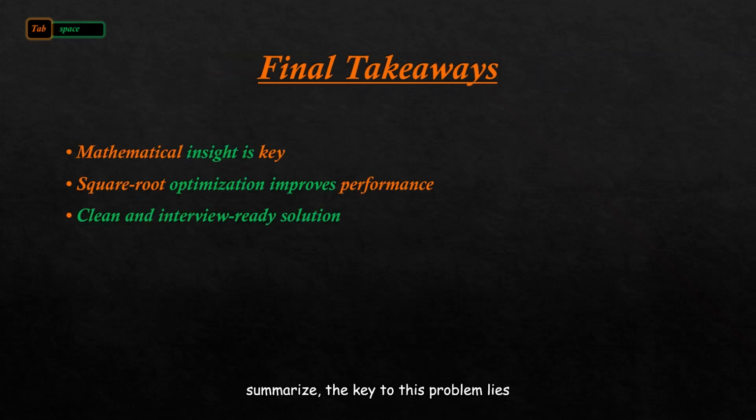To summarize, the key to this problem lies in understanding the mathematical structure of numbers with exactly 4 divisors. Using square root optimization and early termination makes the solution both fast and elegant. This approach is clean, efficient, and well suited for coding interviews.